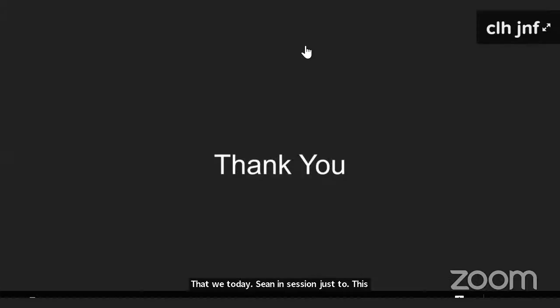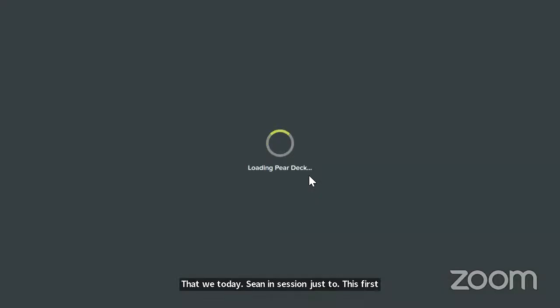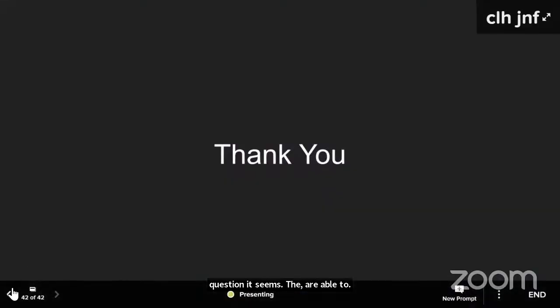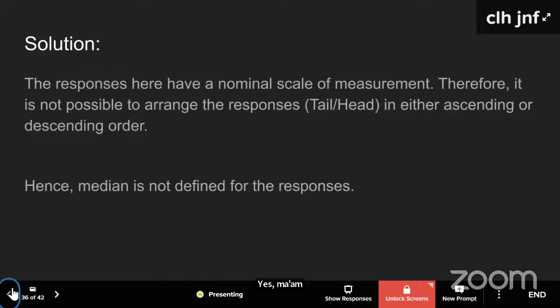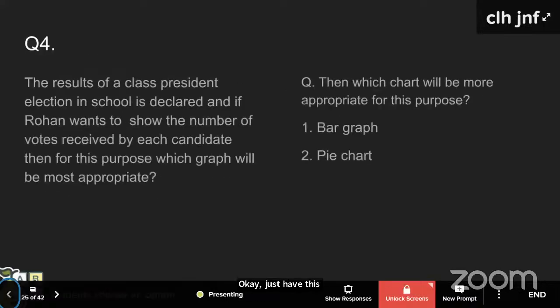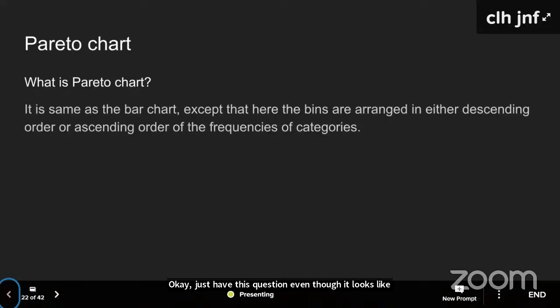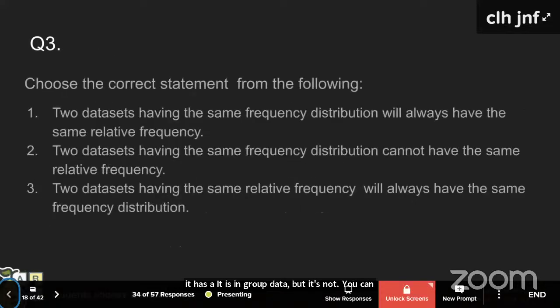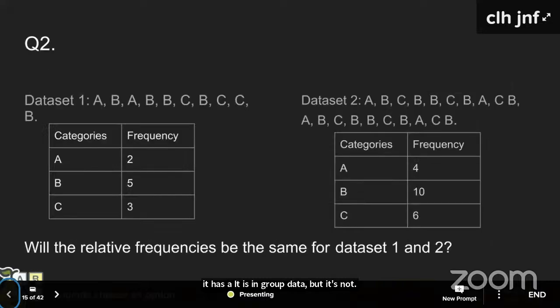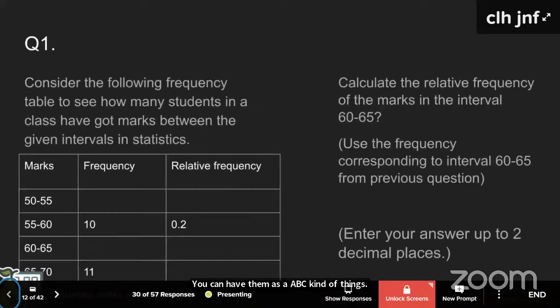So till now, if you are talking about the assignment till week 2, then I will say, even though it looks like a group data, it's not. Like this one that we showed today in our session. Just a minute. Is it visible on the screen? Yes, ma'am. Okay. Take this question: even though it looks like it is group data, it's not. You can have them as A, B, C, D kind of things. This marks interval it was. Yeah, this one.